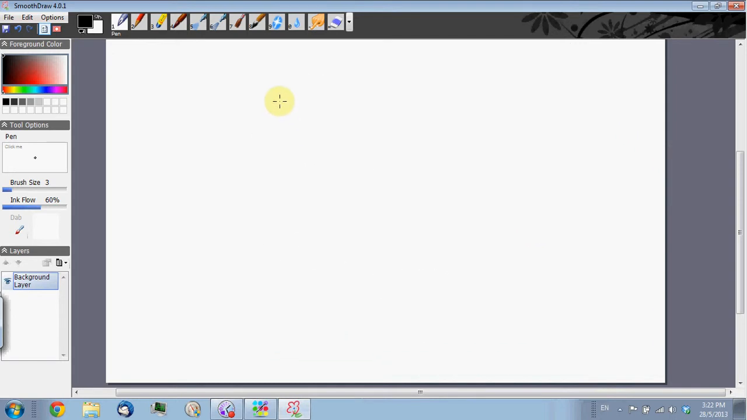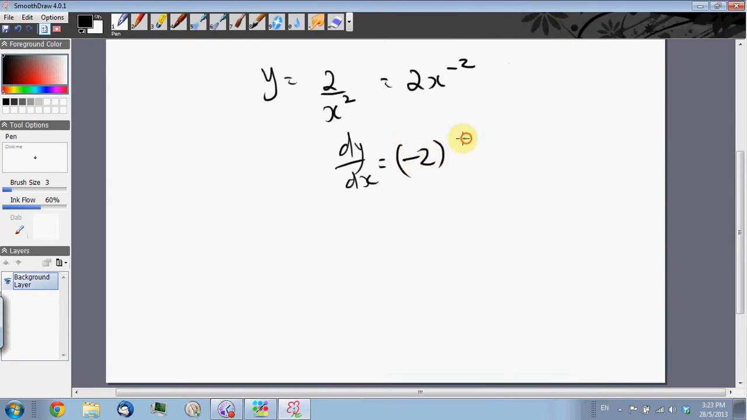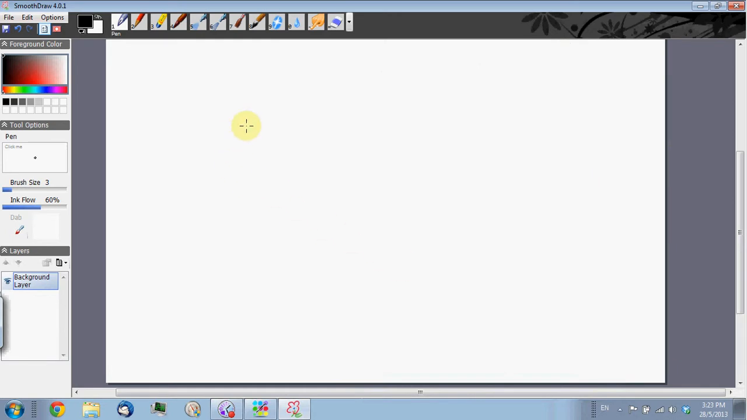Even if you have negative numbers, for example y equals 2 over x squared, it's the same as 2x to the power minus 2, right? So dy/dx is equal to bring the power down, times 2, decrease the power, you get minus 2 times 2, which is minus 4, x to the power of minus 3, which gives you minus 4 over x cubed.